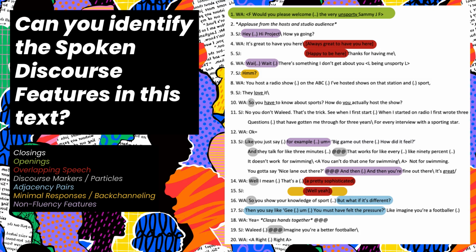Now, we could absolutely talk about the pause as a non-fluency feature. But is this a repair or a false start? Because Sammy J has started with "hey" and then rephrased and expanded "hi project," this one's a false start.